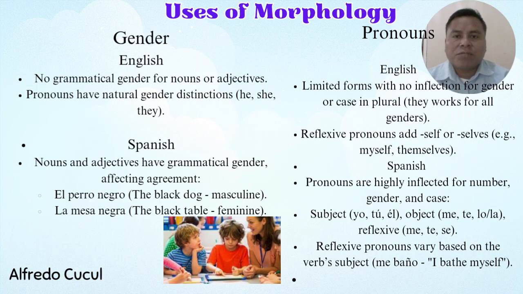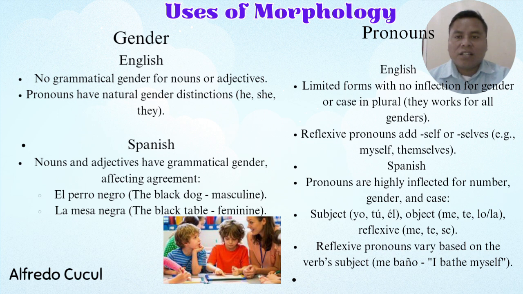Nouns and adjectives do not have grammatical gender, but pronouns reflect natural gender such as he, she, and they. In Spanish, nouns and adjectives have grammatical gender, which is masculine and feminine, and they must agree in gender and number. For example, el perro negro, la mesa negra. This contrast means Spanish learners need to focus on noun and adjective agreement rules.